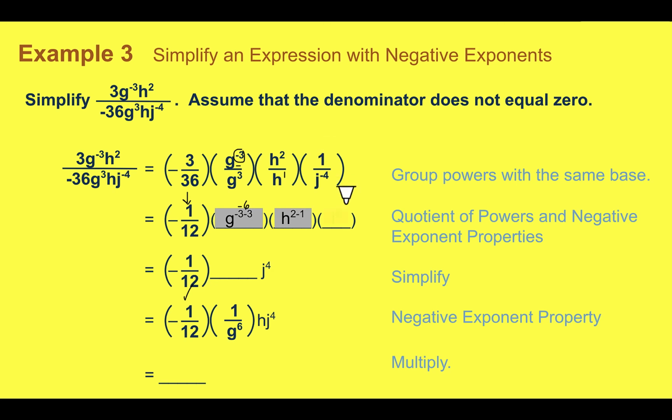And for our j, we can swing it up to the top and make it j to the positive 4 over 1, or just j to the 4th. So simplifying this, we have g to the negative 6 and h to the 1. Then we can't deal with that negative 6, so 1 over g to the 6th. Finally, putting it all together, these two would be over 1. So what is left? H and j4 are on the top, and 12 and g6 is on the bottom, and the whole thing was negative because of that fraction.